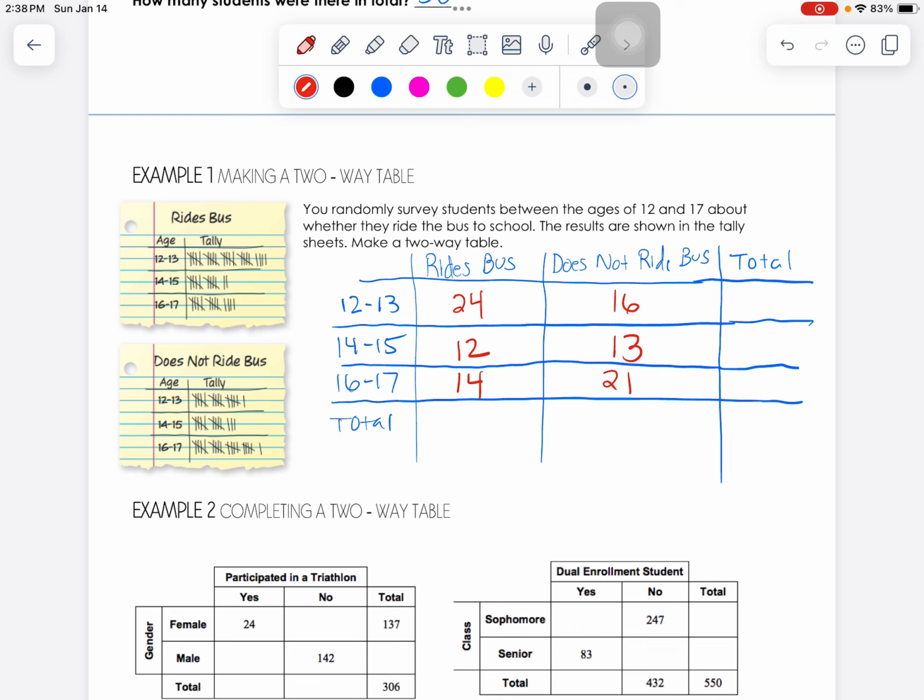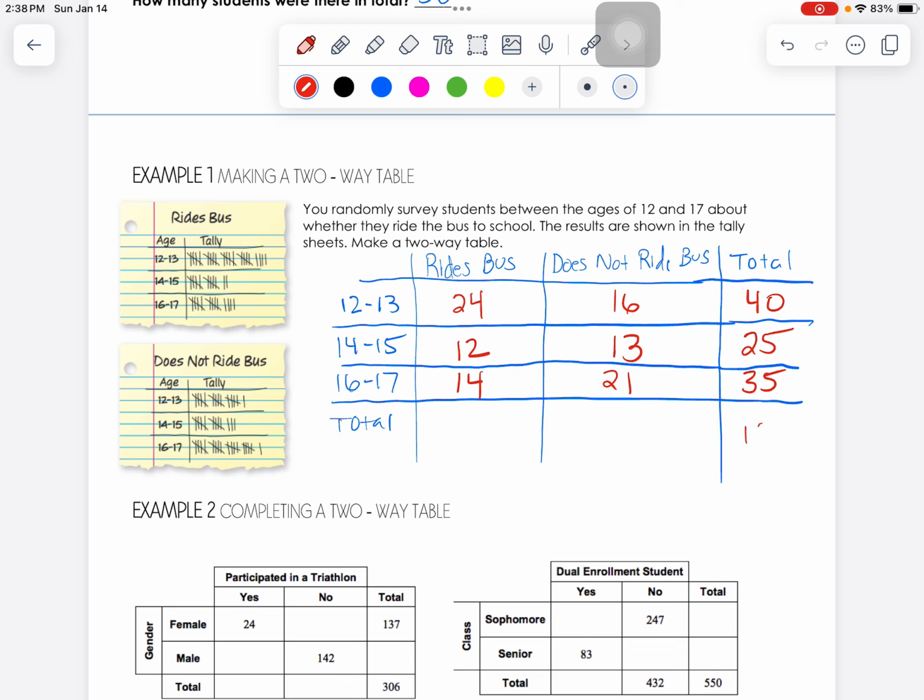So then if I look for my totals, I'm just going to add those up. So 24 and 16 adds to 40. 12 and 13 adds to 25. And 14 and 21 add to 35.